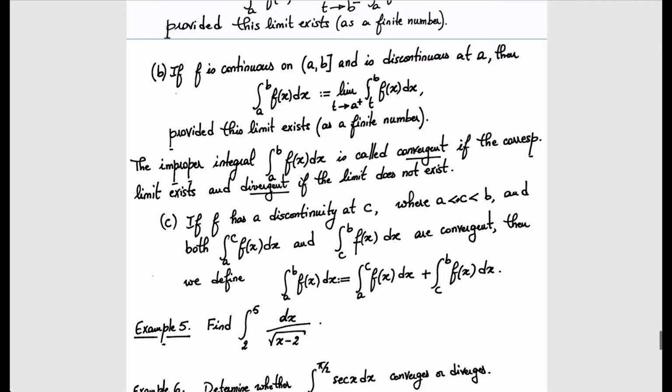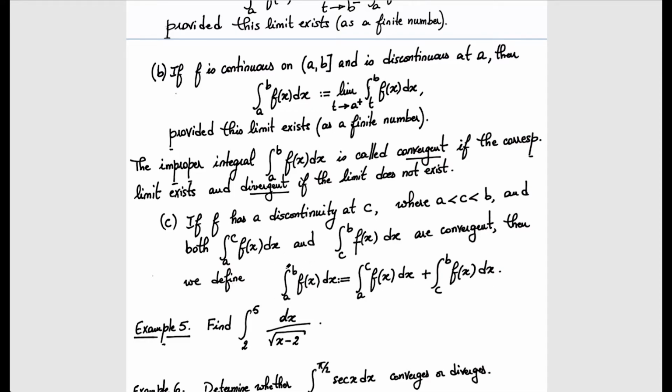So you have somewhere between A and B a point of discontinuity. And if the integral from A to C of f of x dx exists or is convergent, and the integral from C to B of f of x dx is also convergent, then we write the sum of those two to be equal to the integral from a to b of f of x dx. So we denote that by the sum of the two.